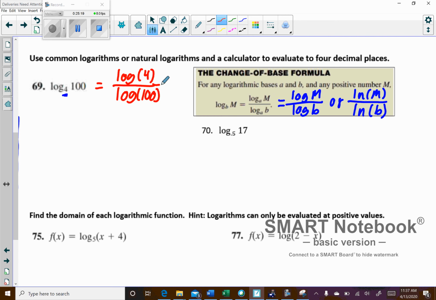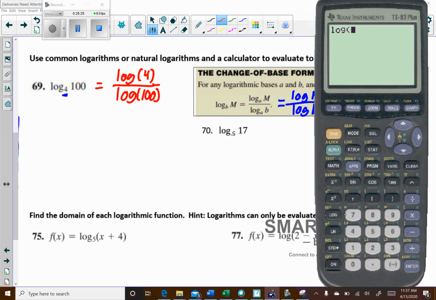And that will actually give us our answer. Okay, so here we go. So let's see, log of 4. Now this is very important. Close your parentheses there. And then divided by log of 100. Close your parentheses right there.